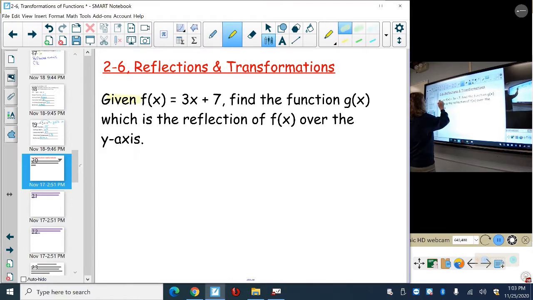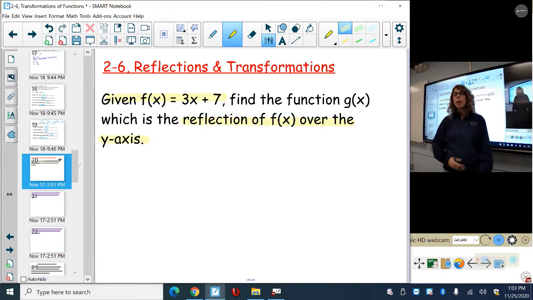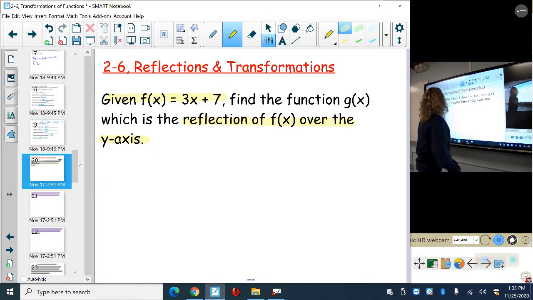So I'm giving you the function f of x equals 3x plus 7. And I want you to find the function g of x, which is the reflection of f of x over the y-axis. My body is the y-axis. I have a point here. If I'm reflecting over the y-axis, it is going from one side of the y-axis to the other side. So it's going from positive to negative or negative to positive. So that means I'm replacing x with negative x.